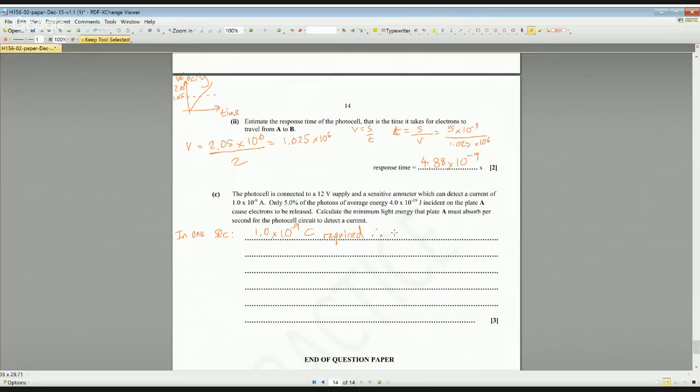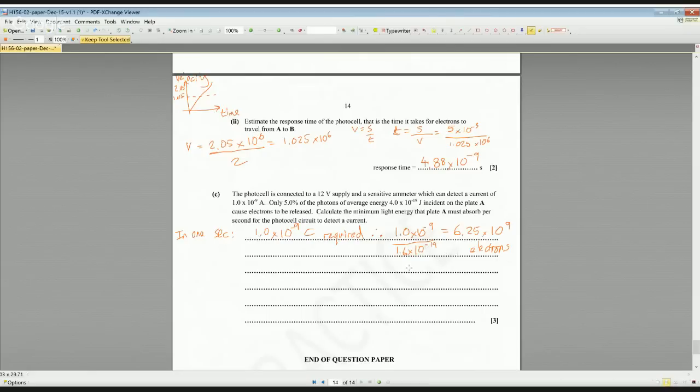So we need to work out how many electrons that represents. So we can do 1.0 times 10 to the minus 9 divided by 1.6 times 10 to the minus 19. That's the charge of 1 electron. And that gives us 6.25 times 10 to the 9 electrons. So in order for our ammeter to detect a current, you would need at least 6.25 times 10 to the power of 9 electrons to be released each second.